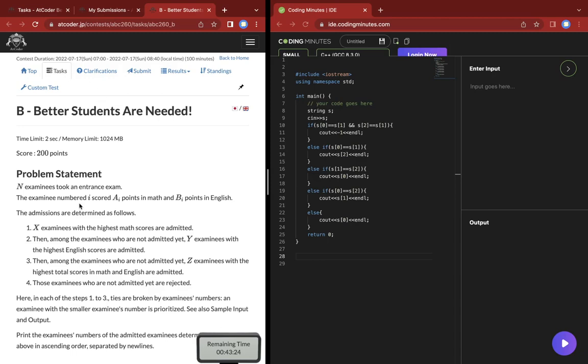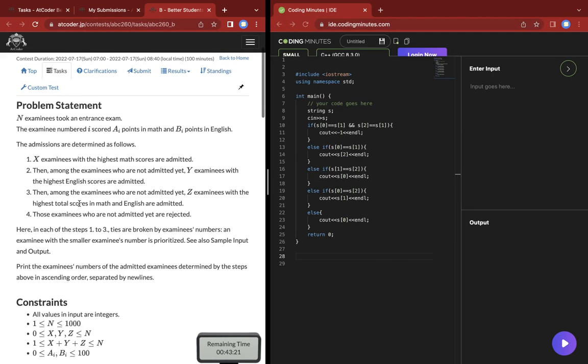Coder contest 260. Let's read the second problem.